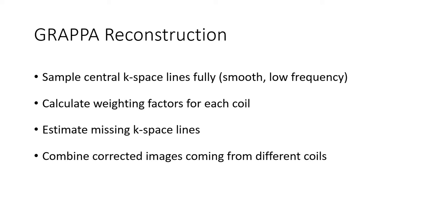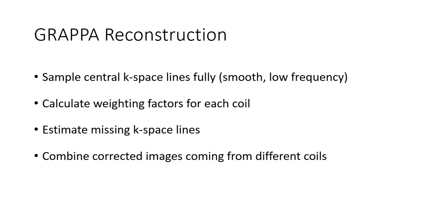Once we do that, we calculate weighting factors for each coil based on these samplings of central K-space lines, and after that we estimate the missing K-space lines. This is the important step for GRAPPA. In SENSE, we don't do that.